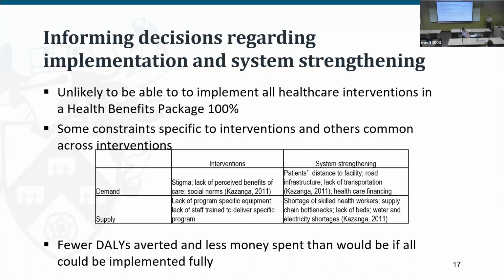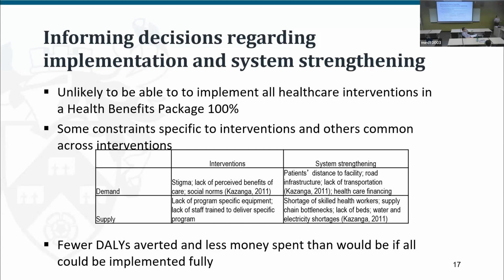It really depended on the intervention and what you needed to be able to provide it, the infrastructure that was required, if there was any sort of stigma around people going to seek healthcare for a specific intervention, for example. And what that meant was that fewer DALYs or less health was being gained than they set out in the health benefits package. And so there were different ways that we can think about addressing that.